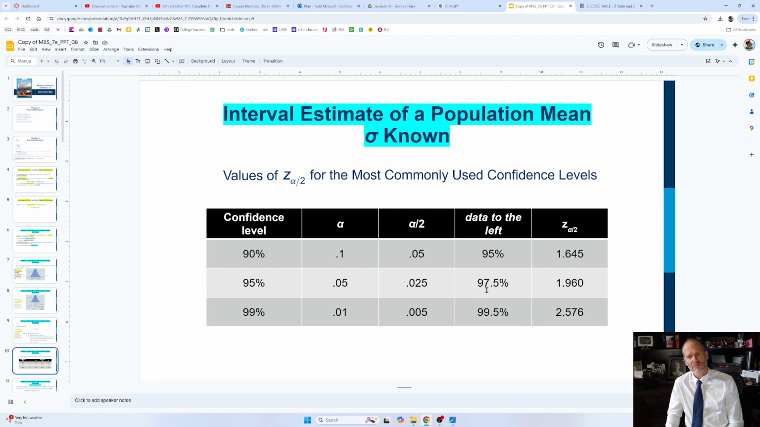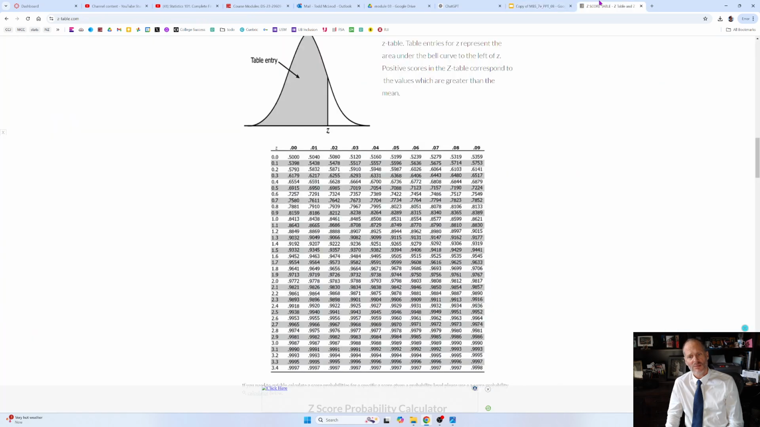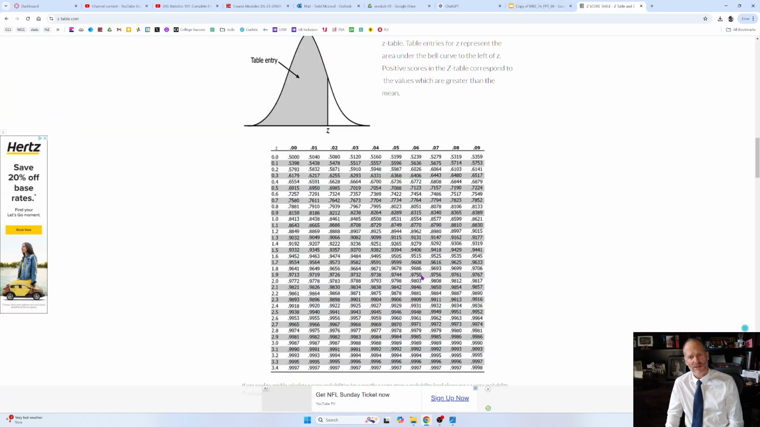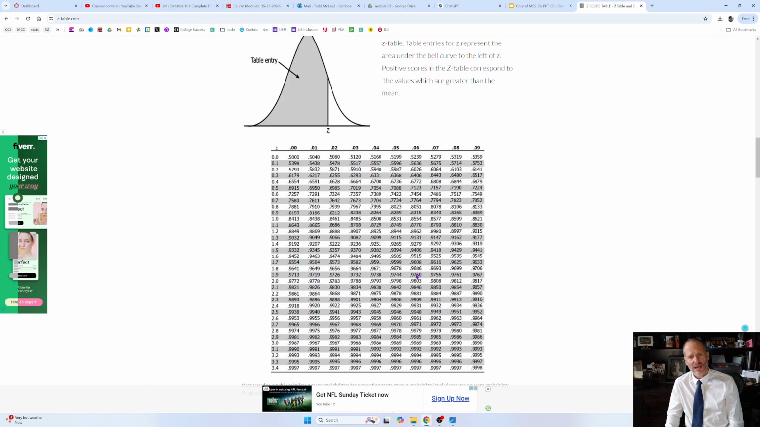And so 97.5% is the data to the left. If we go to our z table and we look for 97.5%, it's right here. Okay, and then the z-score associated with that is 1.96.